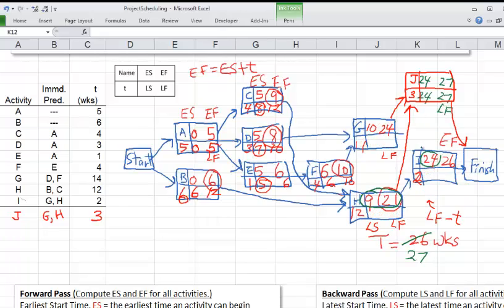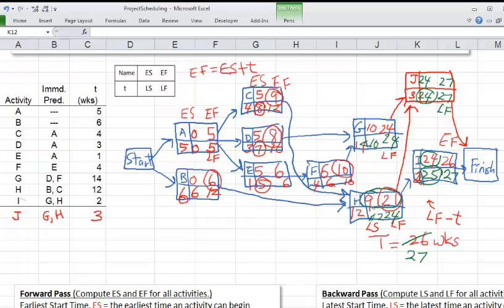Okay, and now I will also have the LF of 27, and 27 minus 2 is 25. Then H is going to be pointing to both J and I, and here we have 24 and 25. So the smaller number will be written here, and here the same thing, 24. So 24 minus 14 is 10, and here 24 minus 12 is 12. And so it looks like the bottom numbers for G and H will not change.